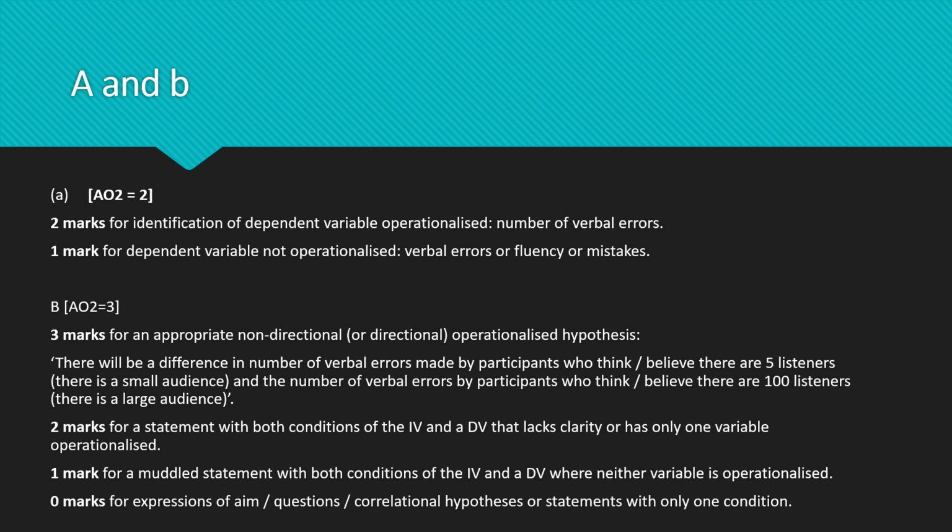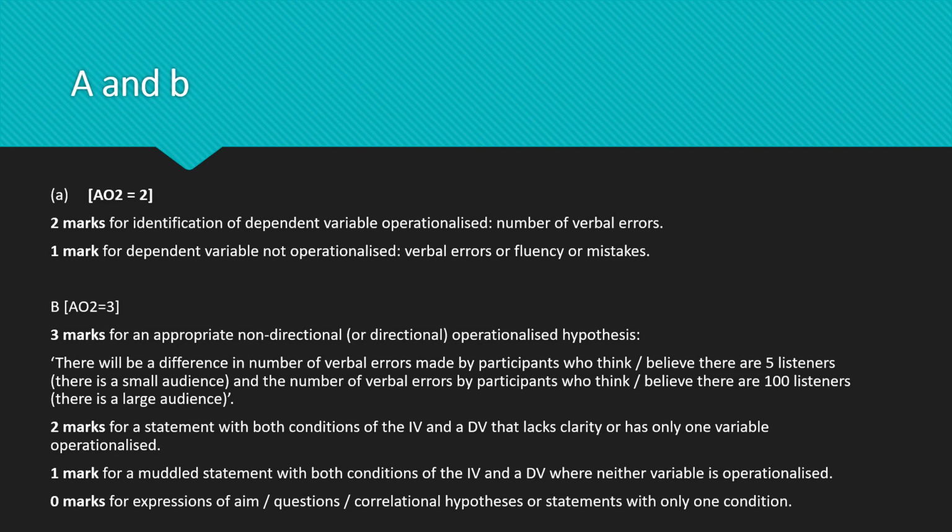For B, it says write a suitable hypothesis. Now, it can be directional or non-directional. For this one, it doesn't say anything about research in the scenario, so either is absolutely fine. But again, you get 3 marks for a fully operationalised hypothesis. You only get 2 if you have lacked clarity over one, or you've only operationalised one of them. But you get 1 even if you've written a good hypothesis. If you've not operationalised, so not give the measurements, you only get 1.